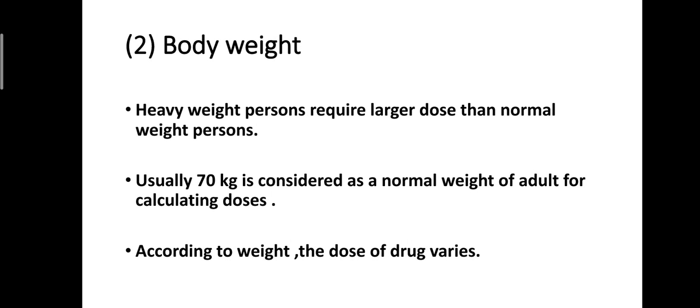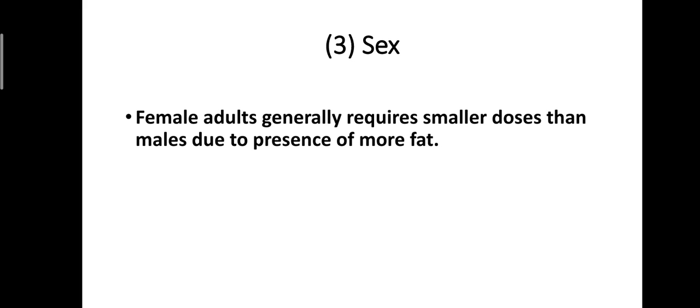Next factor, body weight. Heavyweight persons require a larger dose than normal body weight persons. Usually 70 kg is considered as a normal weight of an adult for calculating doses. According to weight, the dose of drug varies. Third factor, sex. Female adults generally require smaller doses than males due to presence of more fats.